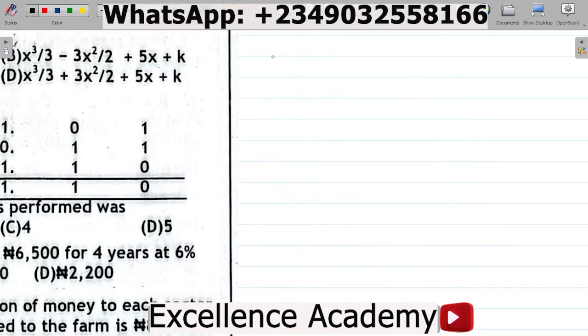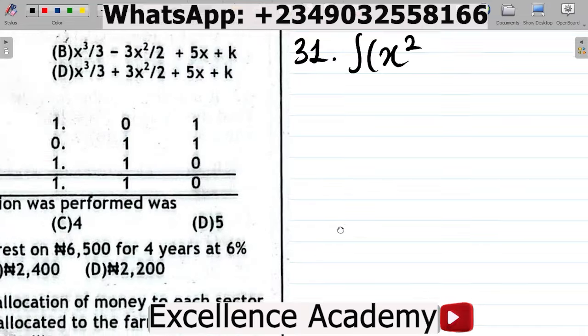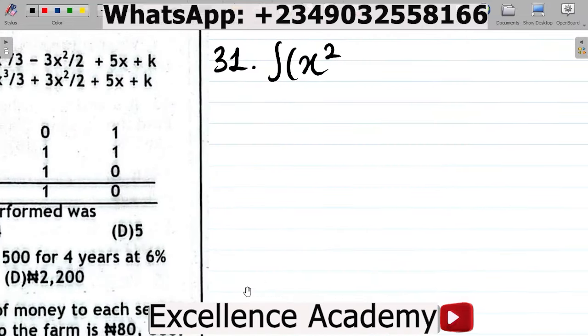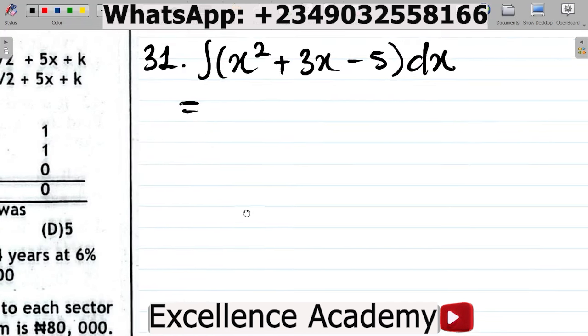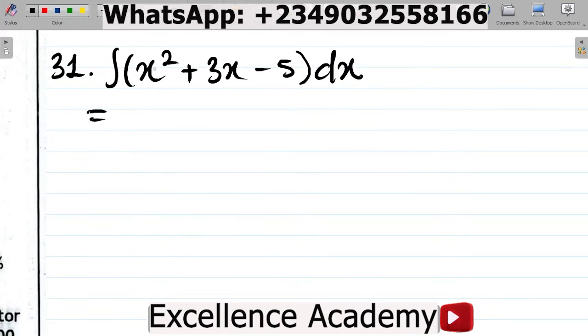For 31, we are asked to find the integral of, in brackets, x squared plus 3x minus 5 dx. Now, to solve this question, all you have to do is to integrate this. And how do you integrate this? When you have x squared, the simple concept about integration is that I add 1 to the power and divide by what I have here.